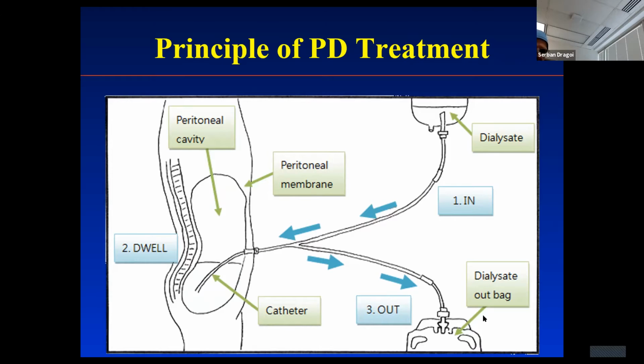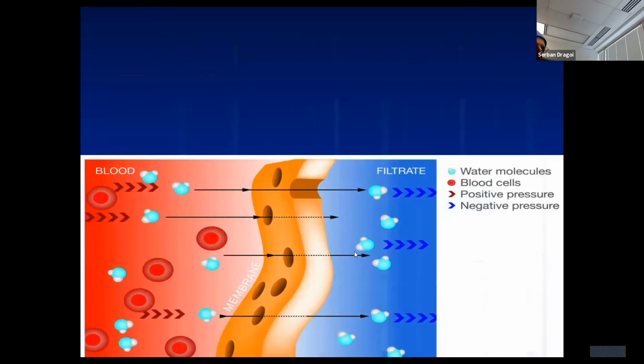And this is the bag that collects the dialysate, the spent dialysate fluid. The principle of PD is that we have a little bit of negative pressure here in the abdominal cavity, and inside the blood capillaries in the mesenteric area we have a little bit of positive pressure, of course. Water moves through the aquaporin channels.